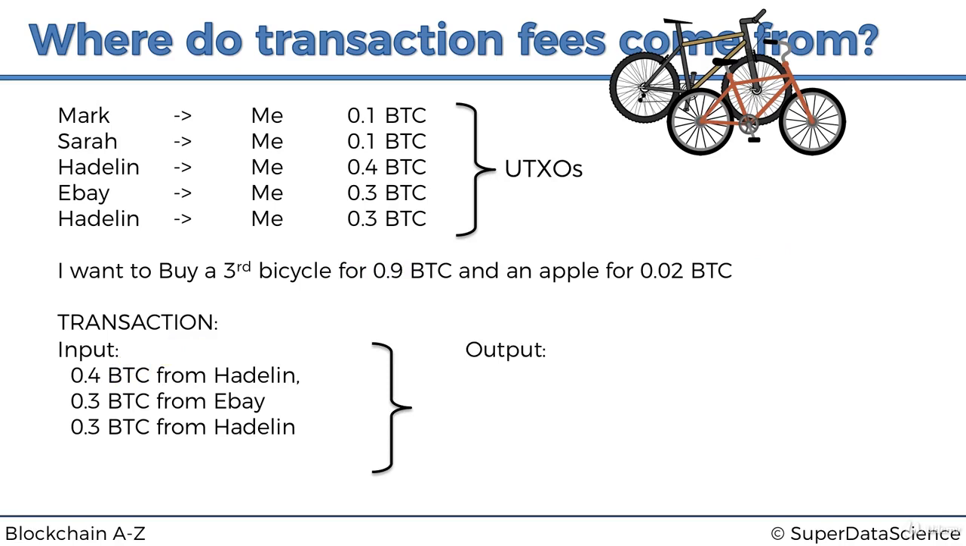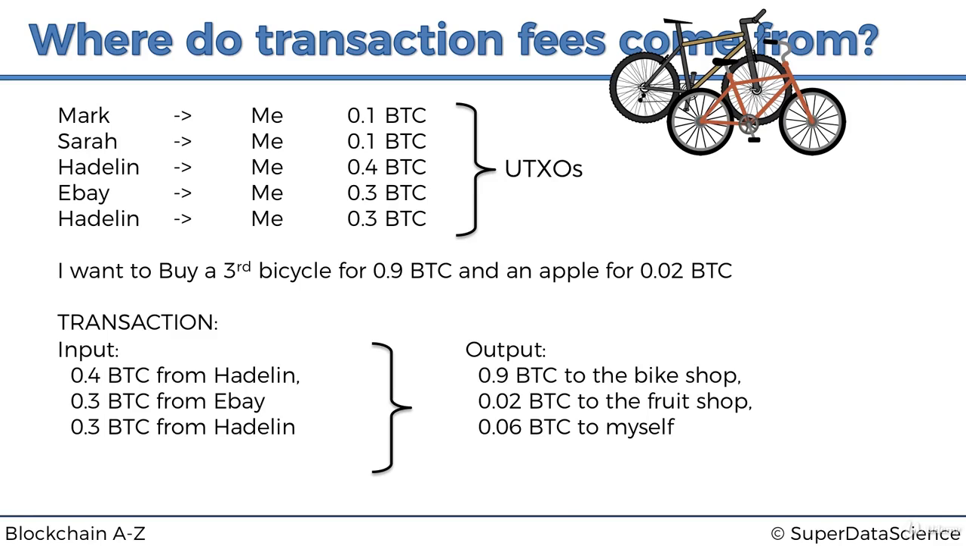And our output is going to be, naturally, 0.9 BTC to the bike shop to get the bike, 0.02 BTC to the fruit shop for the apple, and the rest, the change, as we can see, that's less than our input. The change, as we know, we can't just leave it hanging there. We need to send it back to ourselves. So 0.06 BTC to myself. I know what you're thinking. We'll get to it in a second.